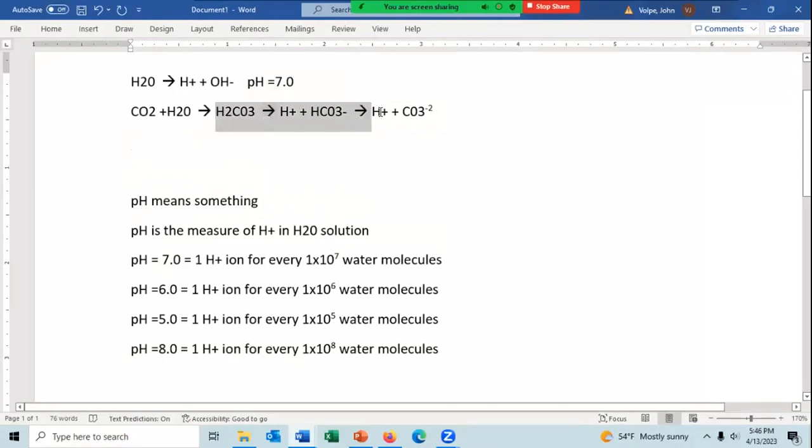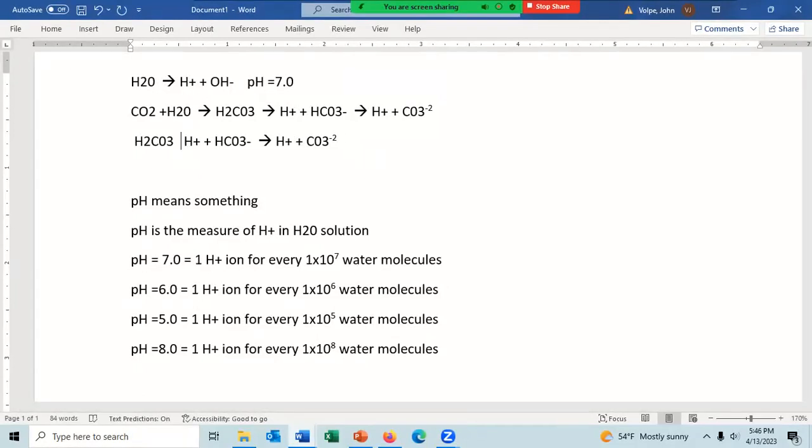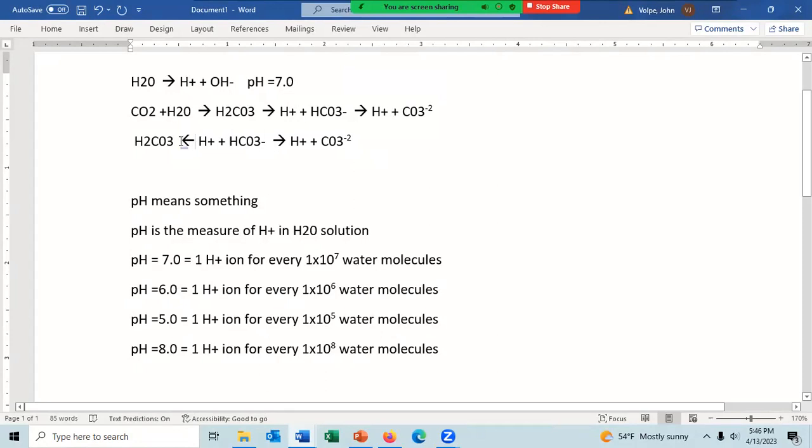And the reason why this is a buffer is that this reaction can go the other way. So let's just reverse the arrow here. I'm just going to copy and paste that. So H plus and CO3 -2 can form bicarbonate, and then HCO3 -1 plus H plus can then form carbonic acid.